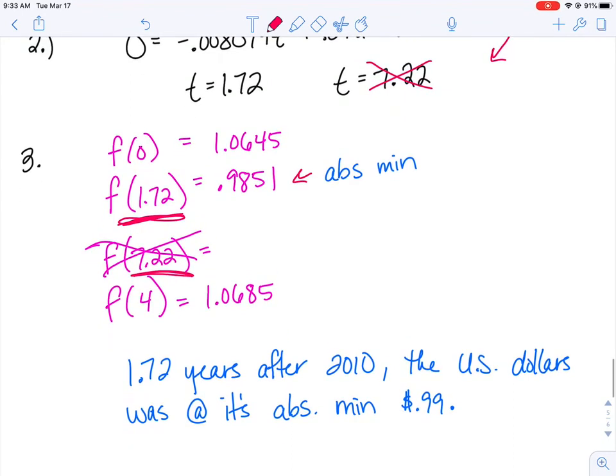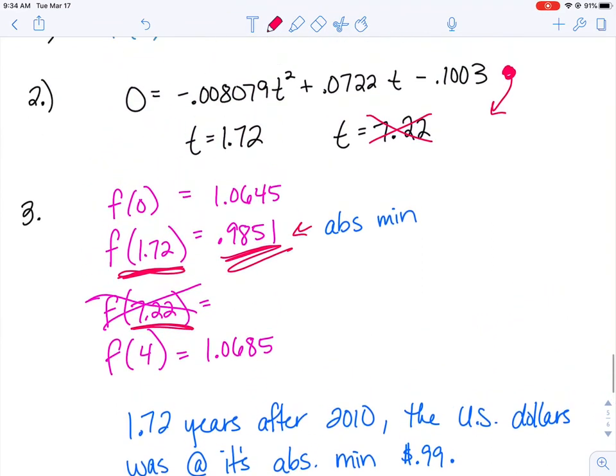And so in this scenario, if I were to ask you to give me a sentence interpreting your answer, you would say 1.72 years after 2010, so you could say toward the end of 2011, right? The US dollar was at its absolute minimum, and its absolute minimum value is this 0.99 if you were rounding it because it's money, so about 99 cents, right? $0.99. So 1.72 years after 2010, the US dollar was at its absolute minimum, and that minimum value was 99 cents.